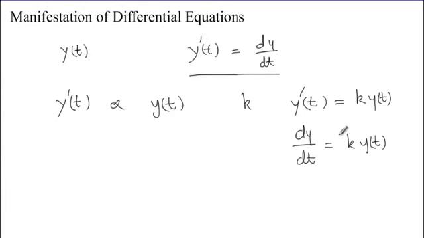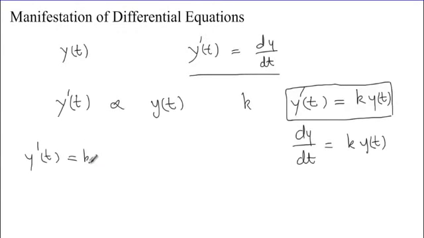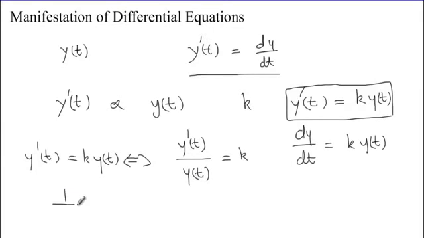But now I think it's more interesting to look at it in this form, because y prime of t equals k y of t is equivalent to y prime of t over y of t equals a constant k. And this expression here, I think, is very, very important for us. What you can see here is that we've got 1 over y of t multiplied by y prime of t.